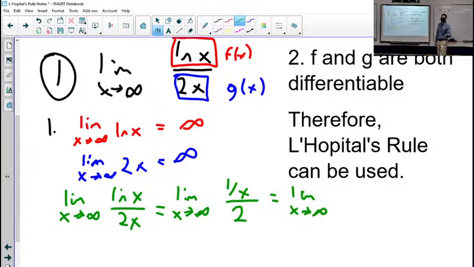Dividing by 2 is the same as multiplying by 1/2. So I'm taking 1 over x and multiplying by 1 over 2, which I can rewrite as 1 over 2x. And as x gets really, really big, this is going to get closer and closer to 0, because I'm going to get 1 over a really big number, which is going to be really tiny.